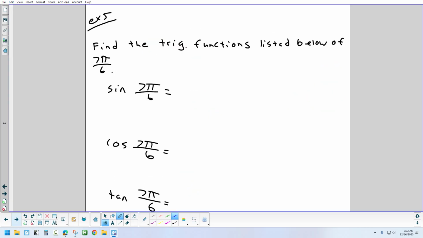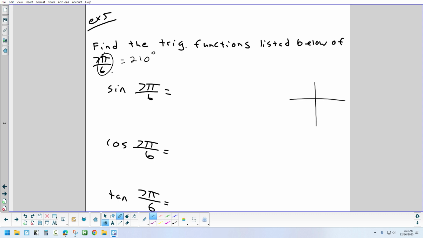Let's try this one. The 6 trig functions of 7 pi over 6. What's pi over 6? Yeah. That's 30 degrees, right? Pi is 180, so that's 180 divided by 6. So it's 30 times 7. That's 210. So now we have to figure out the coordinate for 210.